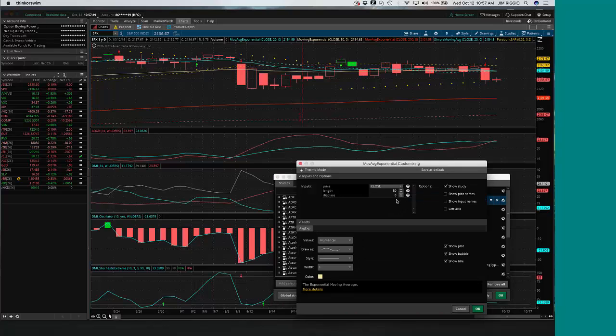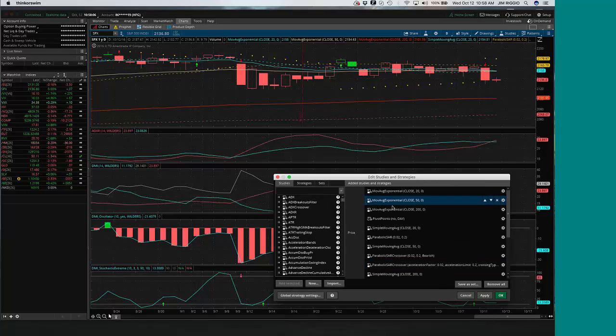So all you have to do is double click on it. You can see here, by the way, that the exponentials are the solid lines. I'll open up the simple moving average in a minute. You can come in here and say, well, I like using 89-day moving averages. You can change it any way you want.